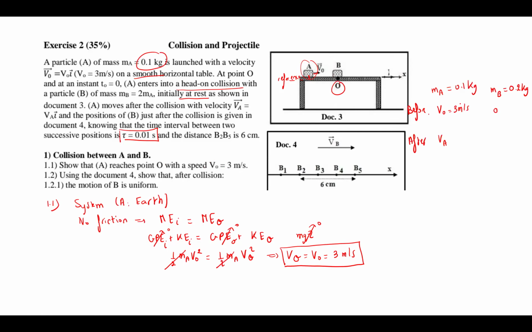Now, part 1.2.1: using document 4, show that after the collision, the motion of B is uniform. If I notice in the figure, I will notice that the distances between two consecutive points are the same during the same interval of time, which means that the motion is uniform.